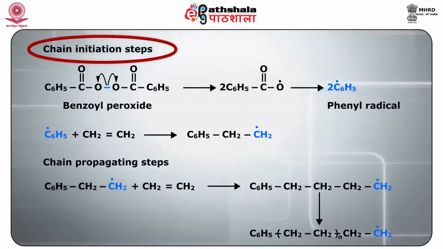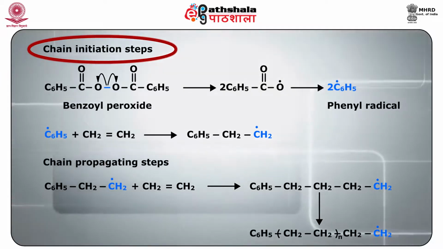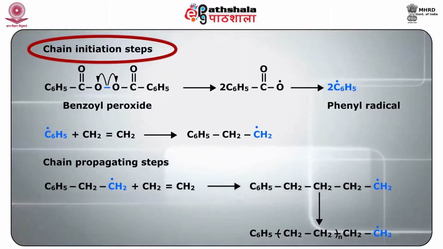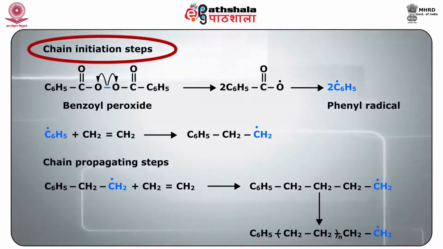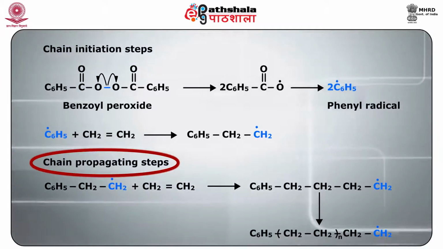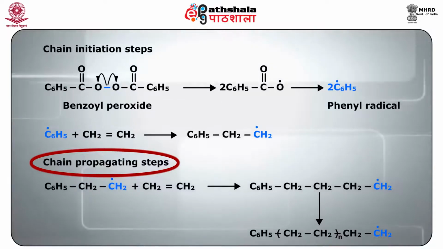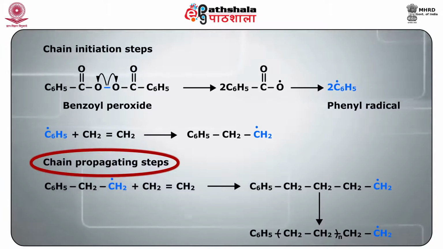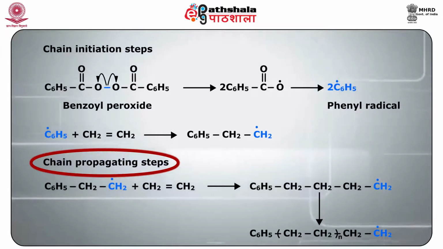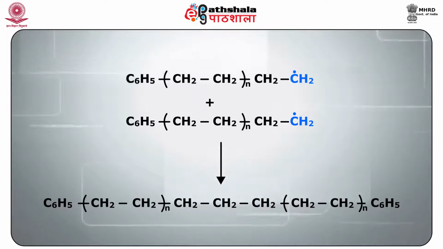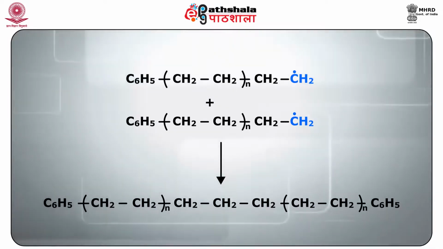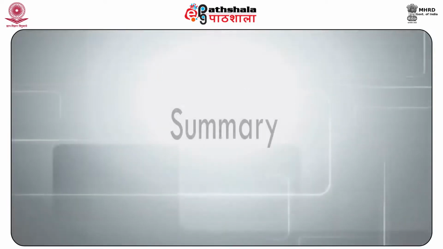In the chain initiation step, the benzoyl peroxide ultimately gives rise to a phenyl radical. This phenyl radical reacts with a monomer of ethene to give another radical. The chain propagating step involves the reaction of this radical with another monomer of ethene to give a larger radical. In the chain terminating step, the free radicals can combine in different ways to form polyethene. One mode of termination of the chain is shown as.